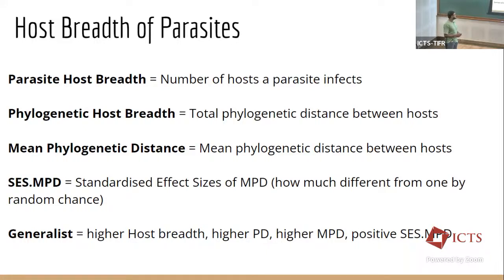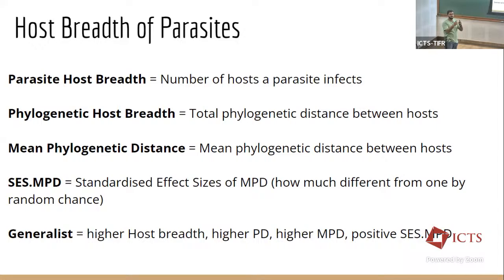Pairwise, yes, mean pairwise. And there is something called standardized effect sizes. So instead of looking at just mean phylogenetic distance, it puts in a null model, a randomness aspect. Is what I'm observing a part of a random distribution? Am I just by chance seeing some pattern? So it resamples the data. It knows that a parasite infects 3 hosts. I have observed them to be 2 species of pigeon and 1 woodpecker. It's going to now shuffle across all the birds that I have sampled and randomly assign any random 3 hosts. And that will be done 1000 times.